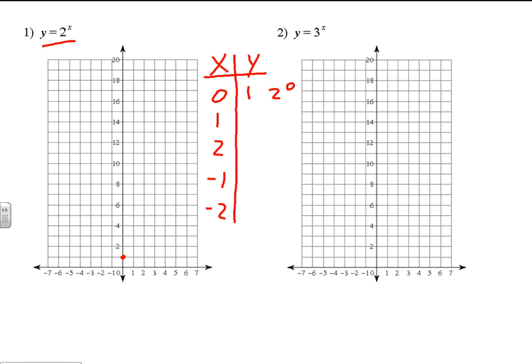And when x is 1, I get 2 to the first again. 2 to the first is 2, so I have a point 1, 2. And when x is 2, I get 2 to the second. 2 to the second is 4, so I get the point 2, 4.